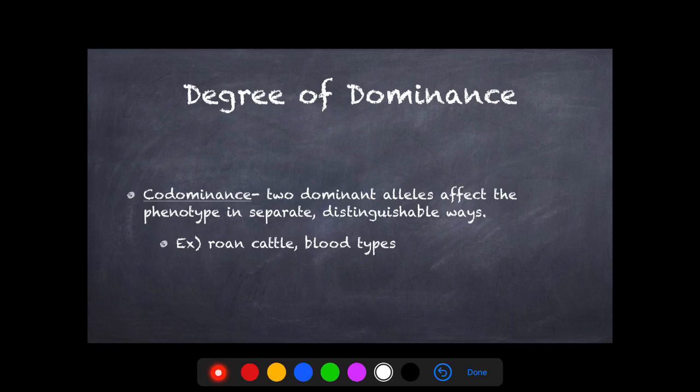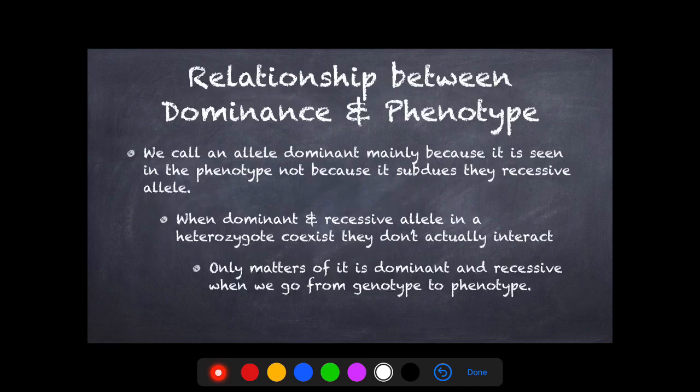Blood types are also an example of this, and I'll go into this a little bit deeper. You have A blood type, B blood type, but you also have AB blood type, which is a combination of both. So when you have that, they're showing both of the blood types.